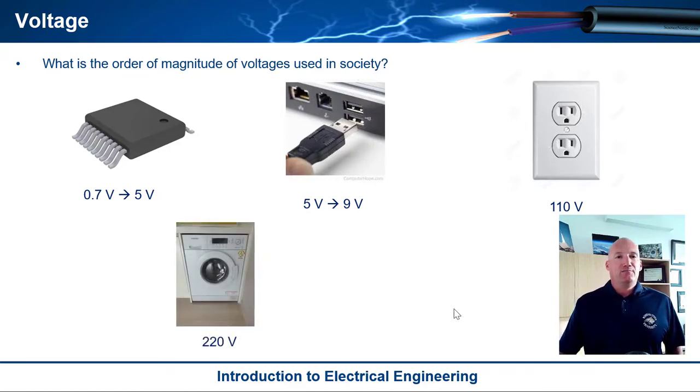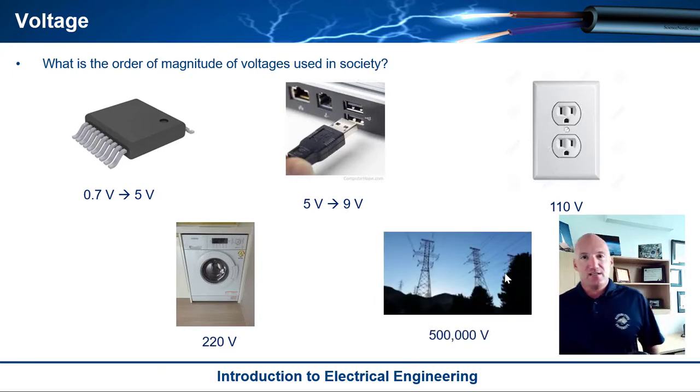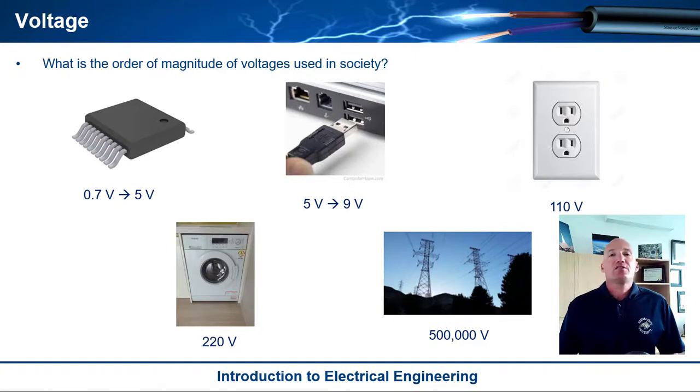If you look at an electric dryer, you're looking at 220 volts. And then if you look at those large transmission lines that you see when you're driving down the interstate, those can be 500,000 volts. So you see this huge range of numbers.